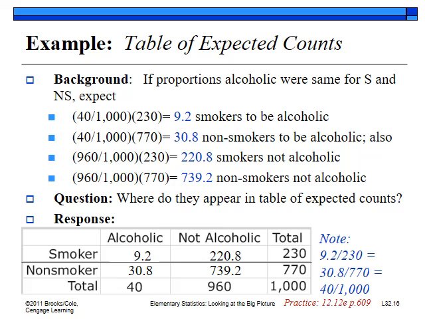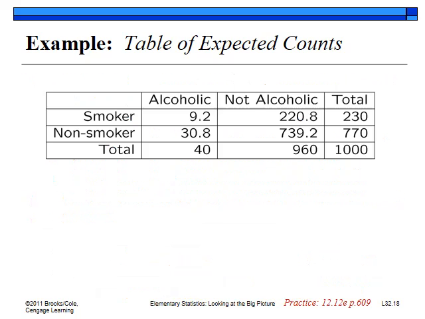Notice that 9.2 out of 230, that's the proportion of alcoholics out of the total within the smokers, is equal to 30.8 divided by 770. That's the proportion of alcoholics in the non-smokers, which is also equal to 40 over 1,000. That's the proportion in the whole population. That's what it means to say this is the table of expected counts. So here it is.